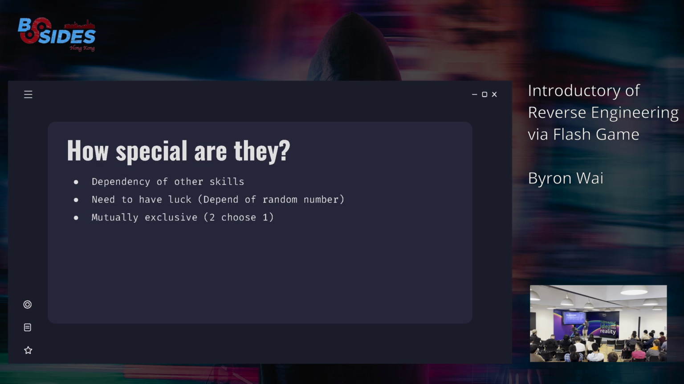So the second part is, there are some special moves we want to learn. So how special are they? Some of these moves are dependent on each other. Some of them we need to have some luck to play with, like you're trying to do a 1d3. And some of the skills are mutually exclusive. So basically you can choose only one of the two.